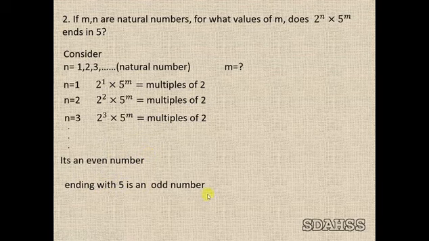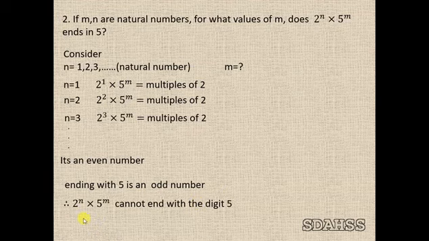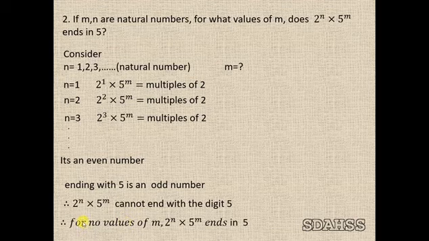A number ending with 5 is an odd number. So therefore 2 power n into 5 power m cannot end with the digit 5. So for no values of m, 2 power n into 5 power m ends in 5.